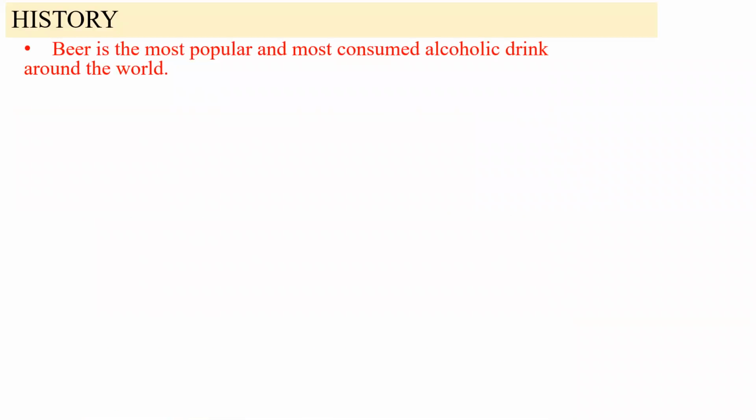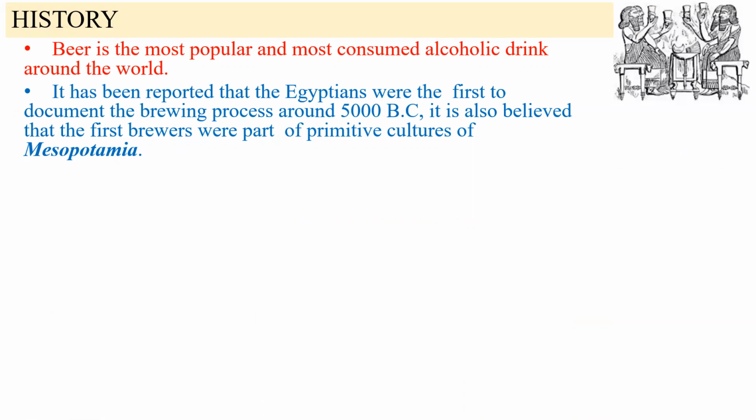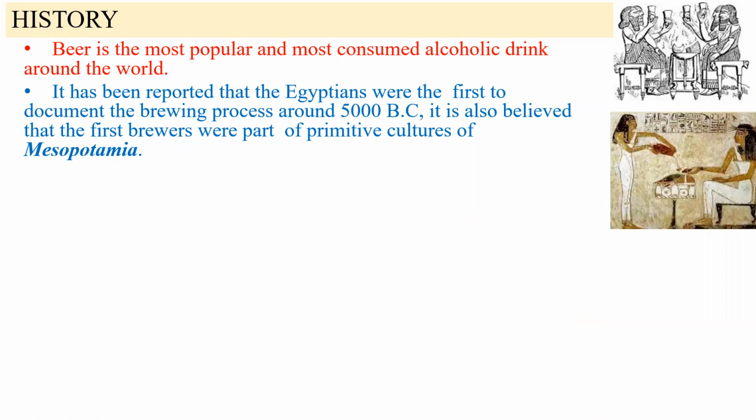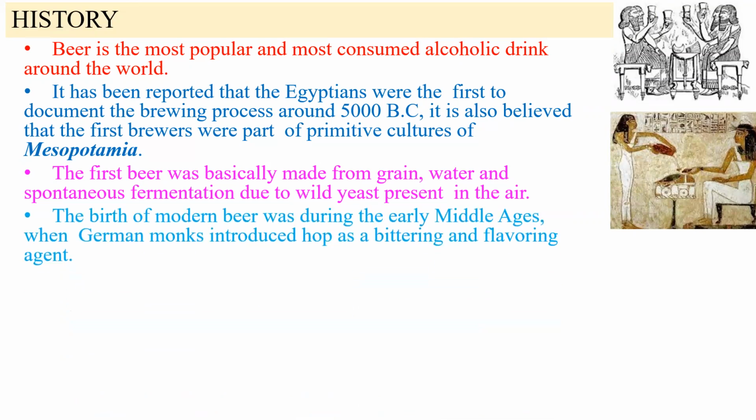Beer is the most popular and most consumed alcoholic drink around the world. It has been reported that the Egyptians were the first to document the brewing process around 5000 BC. It is also believed that the first brewers were part of primitive cultures of Mesopotamia. The first beer was basically made from grain, water, and spontaneous fermentation due to wild yeast present in the air.